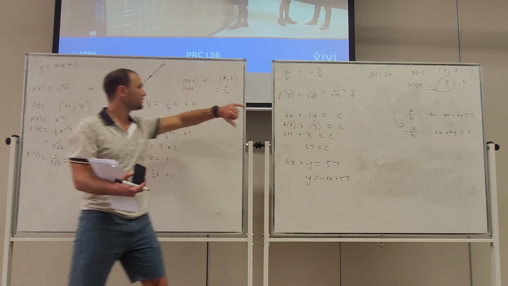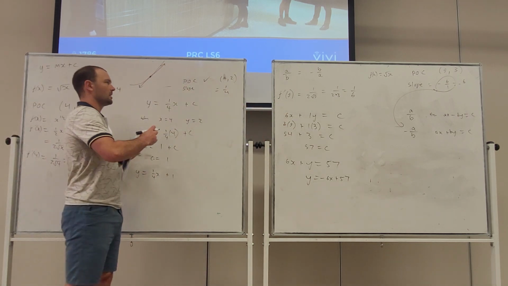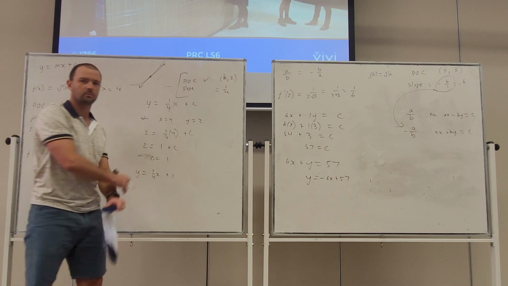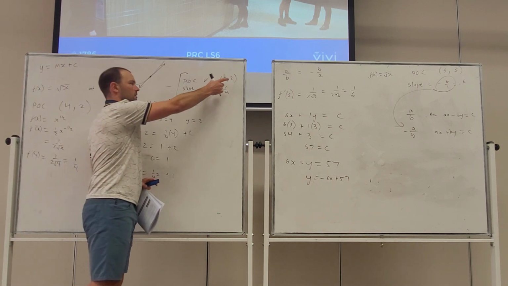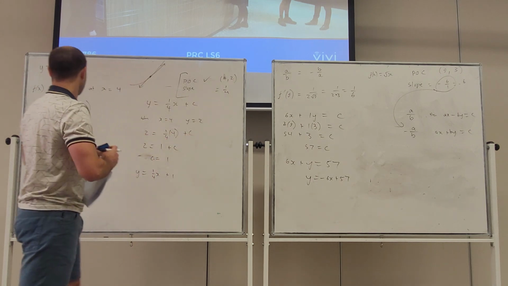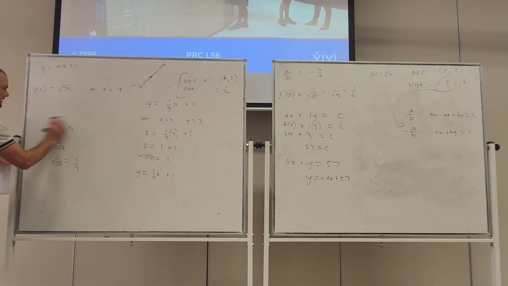But notice how in both circumstances, we still need the same information. We always need point of contact, we always need slope. So always start with those things. Make a list. What's the point of contact? What's the slope? Okay, so let's look at the third process then.